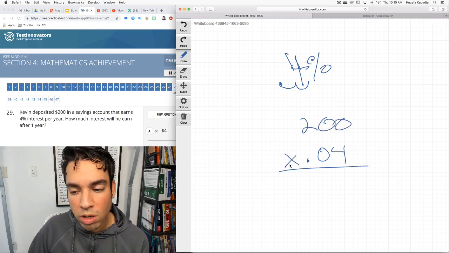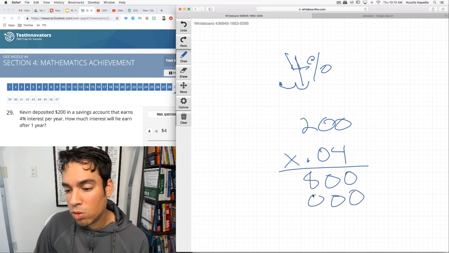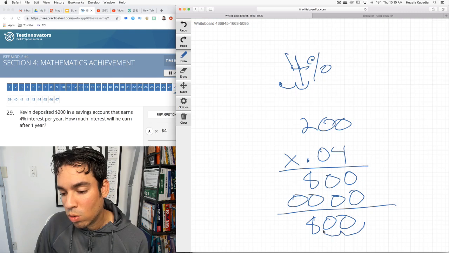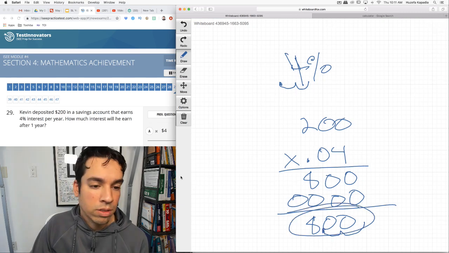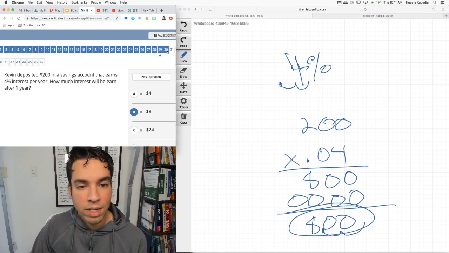4% of, you hear the word of, just think multiplication. Multiply 0.04 by 200, and then this all becomes zeros, of course, which doesn't really matter. We get 800, and then we have two numbers to the right of the decimal, so we move the decimal once, twice, and it's $8. Boom, next, 30.